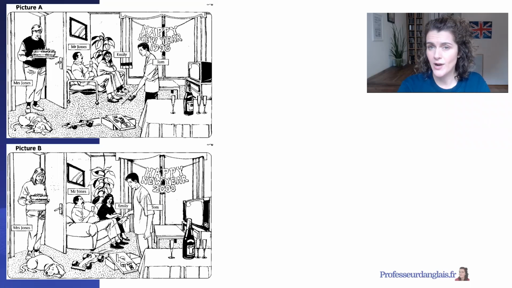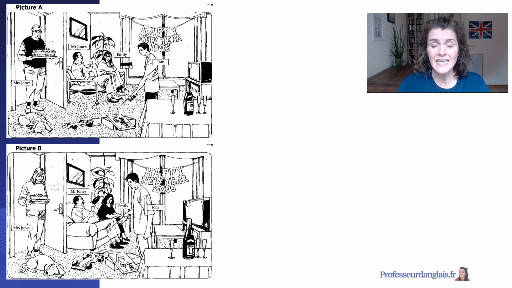So let's put that into practice. Here I have two pictures. Picture A, which says Happy New Year 1995, and picture B, which says Happy New Year 2000. In each picture we have Tom, Emily, Mr. Jones and Mrs. Jones. I would like you to pause the video. I would like you to write 2 or 3 sentences comparing picture A and picture B and using comparative adjectives.